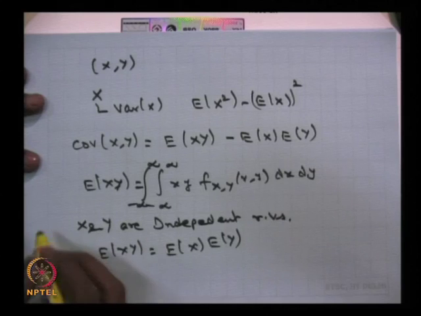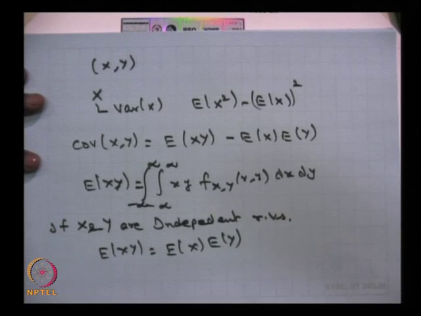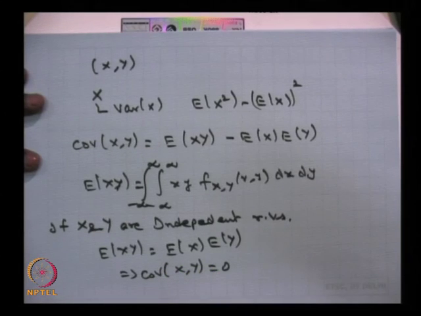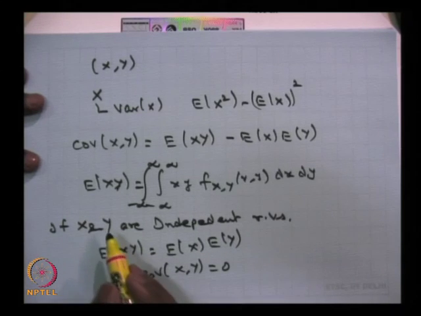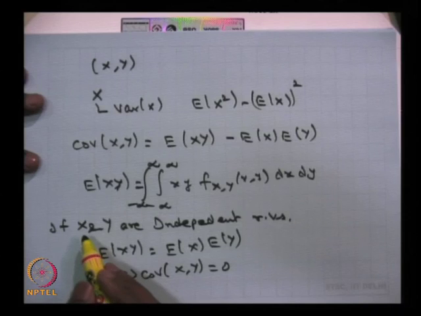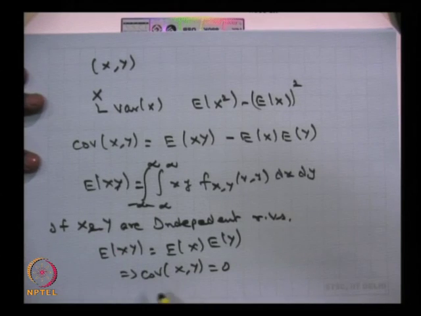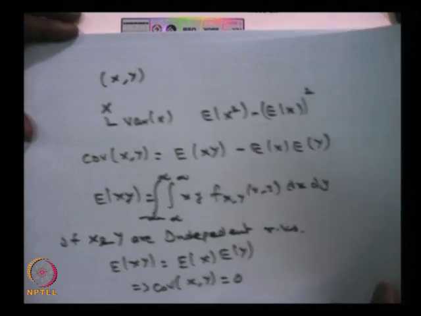That means if two random variables are independent, then the covariance of the two random variables is going to be 0. But covariance of x comma y equal to 0 does not imply the random variables are independent. So this is not an if and only if: if the random variables are independent, then you can conclude the covariance of x comma y equals 0, but not the converse.